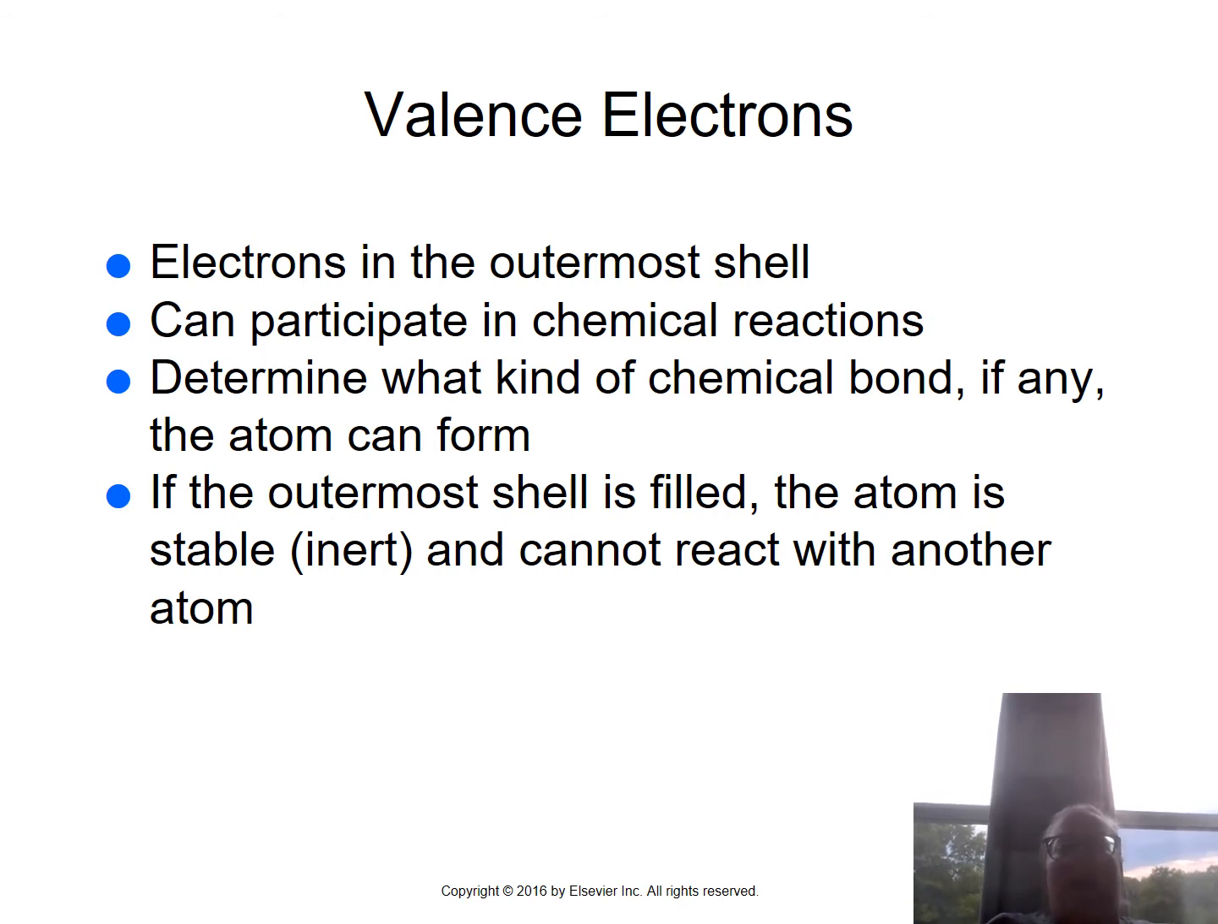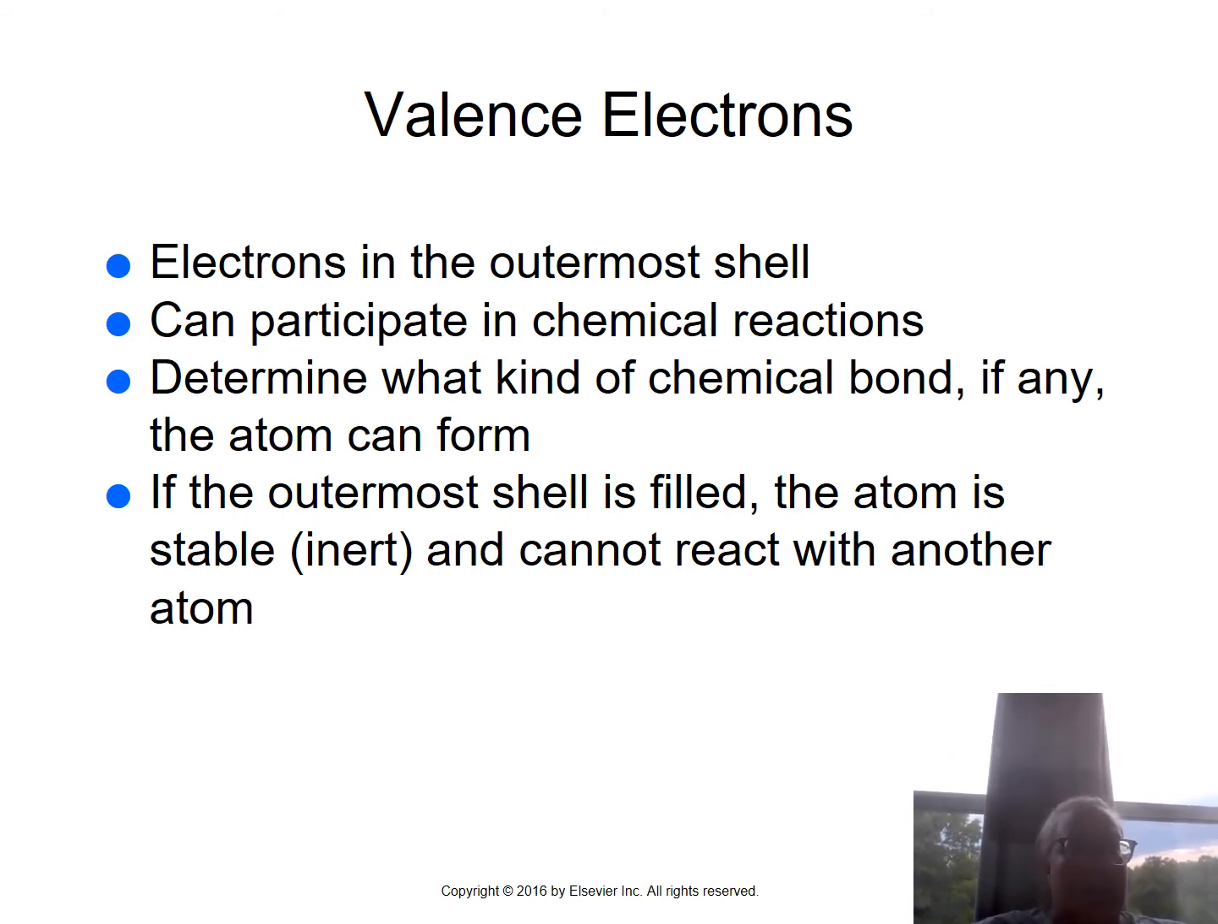Now we're going to talk about valence electrons. These are electrons that are in the outermost shell. They actually can participate in chemical reactions. They also determine what kind of chemical bond, if any, the atom can form. If the outermost shell is filled, the atom is stable or inert and cannot react with another atom.